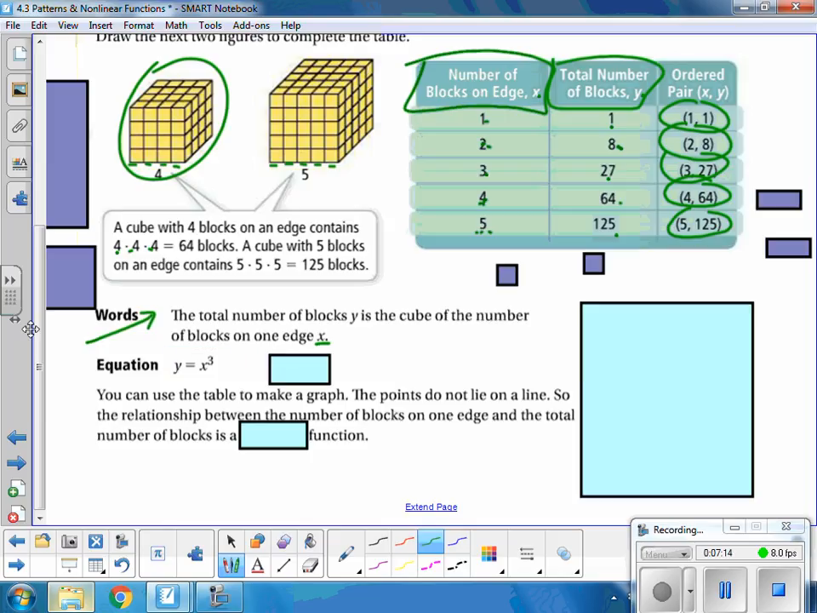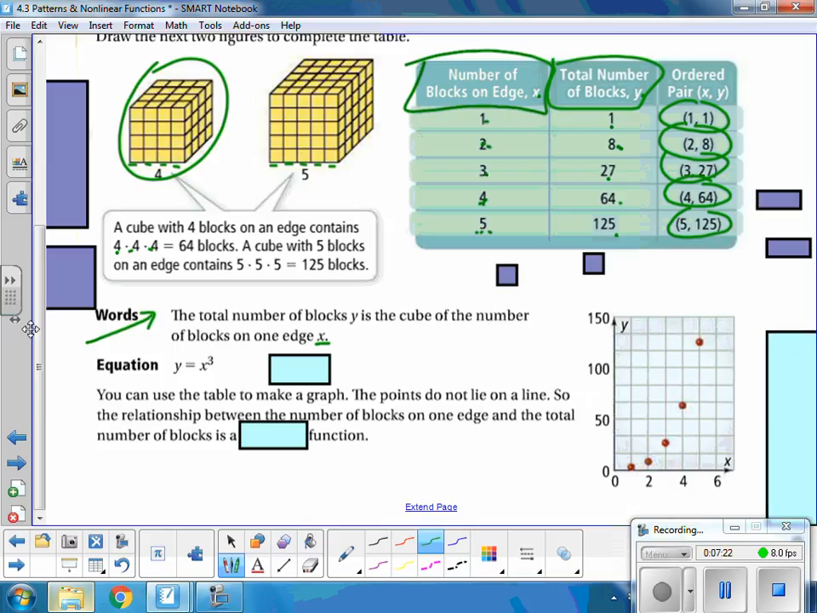And my equation looks like this. y equals x cubed. You could use that table to make a graph. The points do not lie in a line, so we're going to take a look at that. And it's curving upward. And we can say that this is a nonlinear function because it's not a straight line.